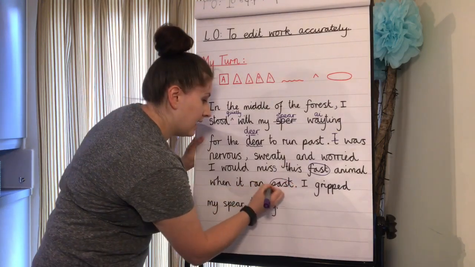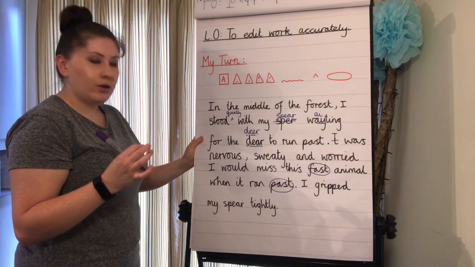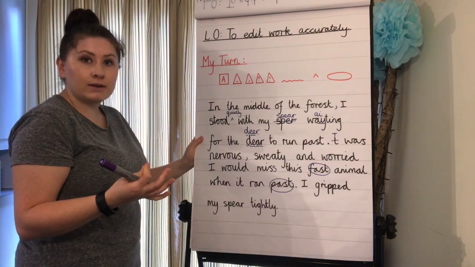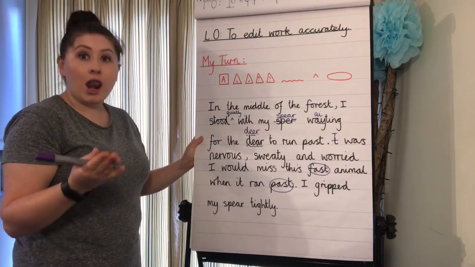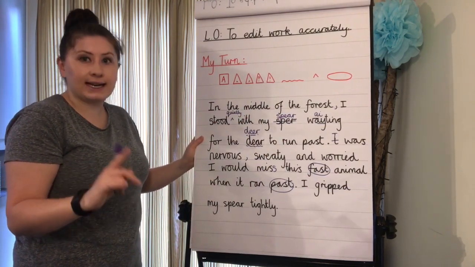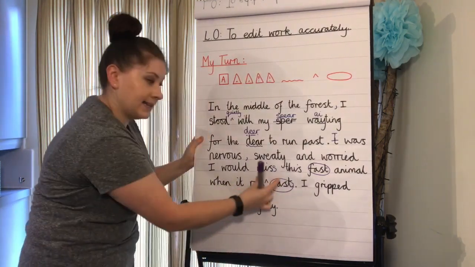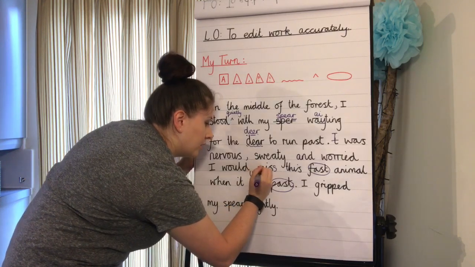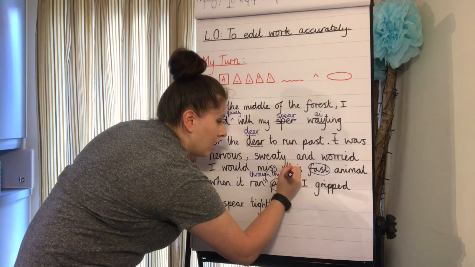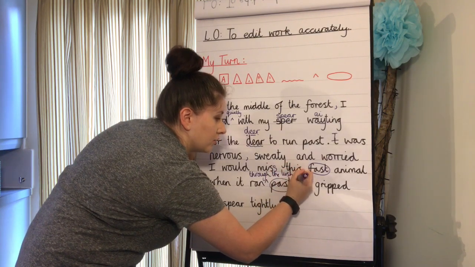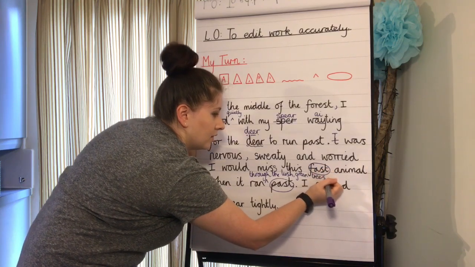So I'm going to add maybe a little bit more description. When it ran on the path through the forest. I've used the word forest, I might say the trees. Through the lush trees, lush green trees. I can add an expanded noun phrase. When it ran, I'm going to add my little arrow to say I'm adding a little bit. Through the lush green trees. Still got my full stop.